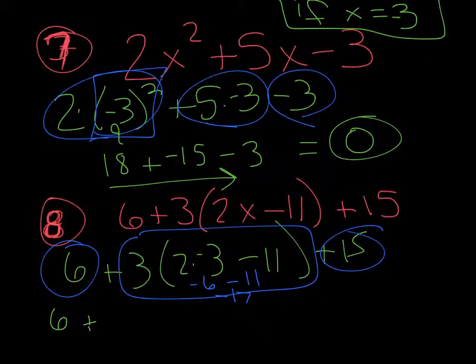Here's how I would do that in my head. 3 times 10 is 30. 3 times 7 is 21, so that's going to be negative 51 plus 15. Okay, going left to right, I'm not going to add first. Well, I am, but I'm going to add negative 51. 6 plus negative 51 is going to be negative 45, and negative 45 plus 15 is negative 30.